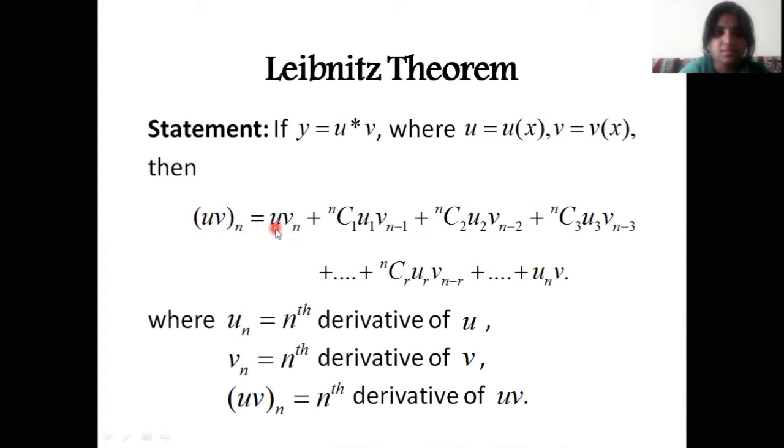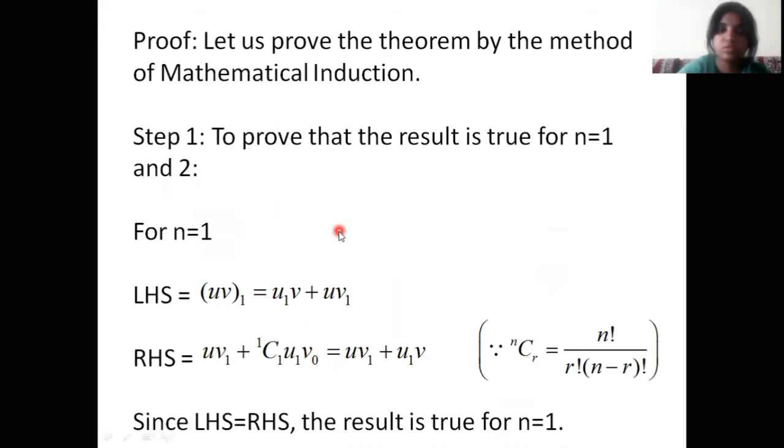And RHS is u v1 plus 1C1 u1 v1 minus 1, that is v0. v0 means the zeroth derivative of v, which is v itself. And there will be no next terms because that becomes 1C2, which doesn't exist. So there are only two terms on the RHS. That is what I have written here.